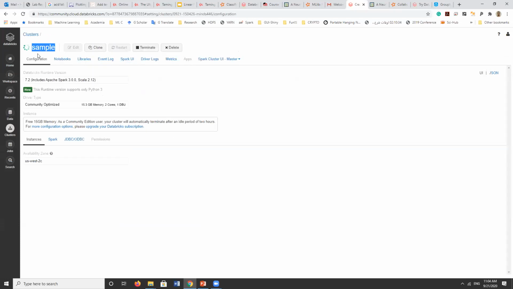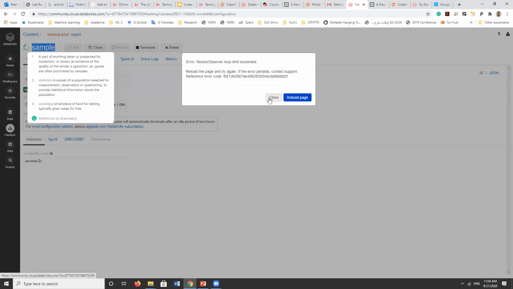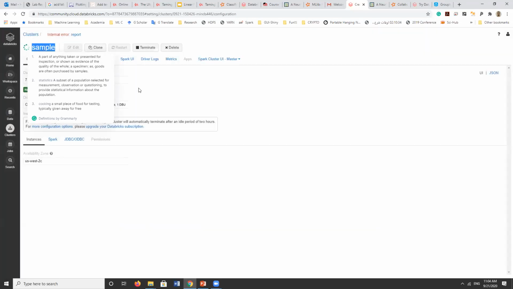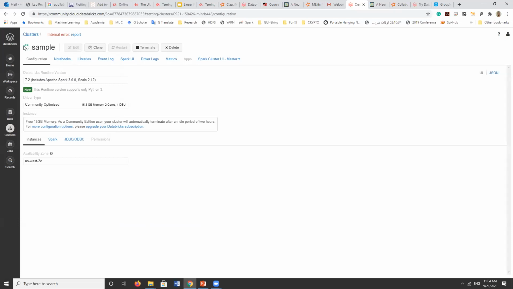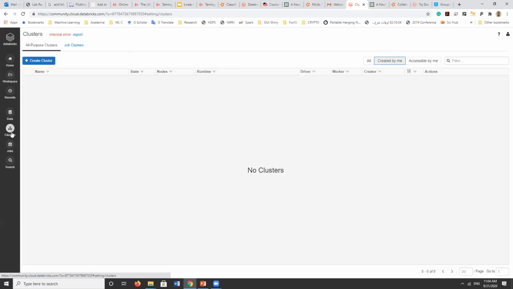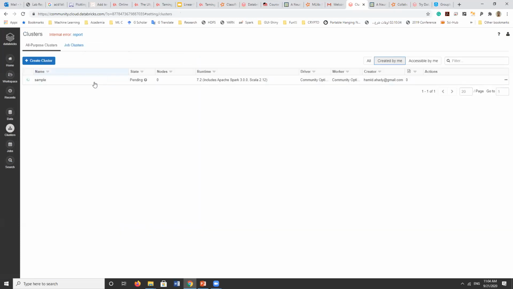Next to the sample, you see it's loading. It might take 5 minutes. So let's just wait for that. Again, if you click on cluster on the left side, you see it's still loading. We cannot do anything else. We should wait for the cluster to be loaded completely.